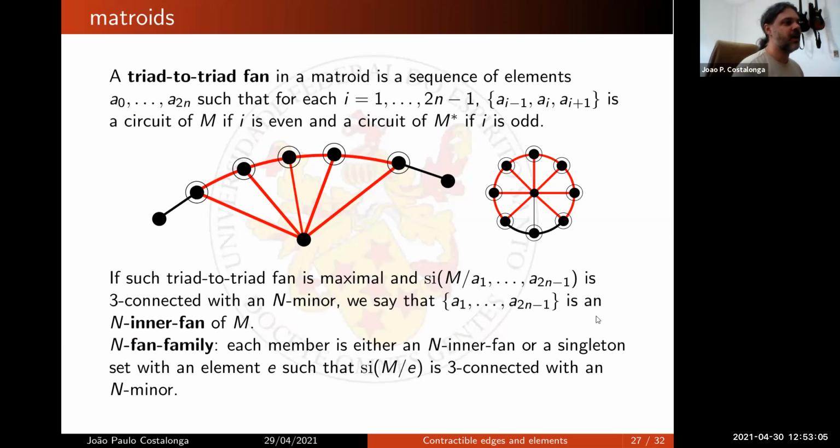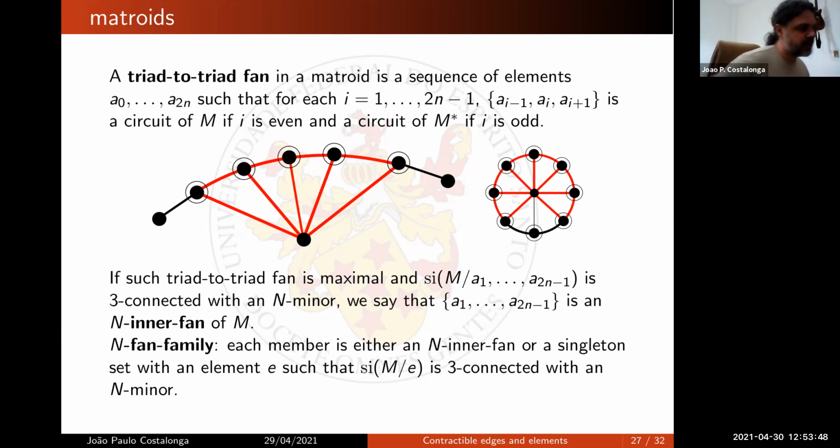And finally, the idea of fans. What's a fan in a matroid? Well, in a graph, if you recall those two examples of matroids obtained from graphs, one has as circuits the circuits of the graph, and another has the bonds. So in interconnected graphs, the set of edges incident to a same degree 3 vertex is a bond of the graph.